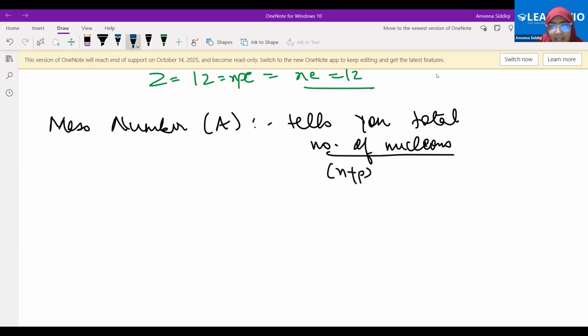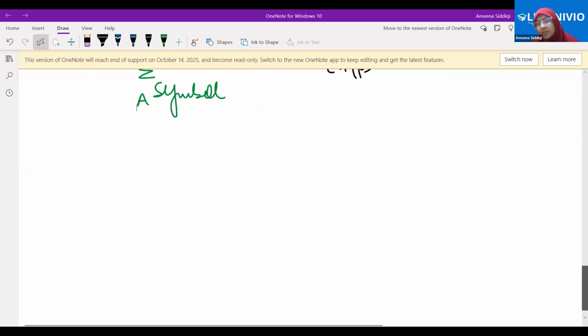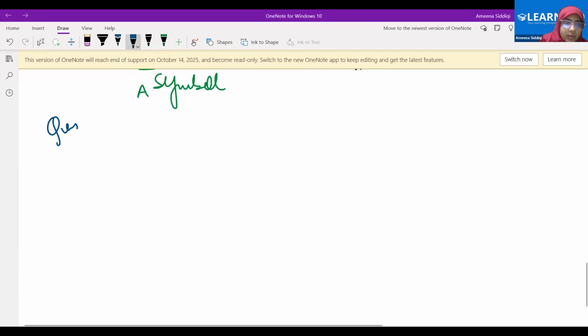See, always remember, how do we represent it? Let's suppose we have any symbol of the element. Z will be written here and A will be written here. Now see here. Question. Tell me what element this is. Tell me the number of electrons, the number of protons, and the number of neutrons. All of you, quickly.